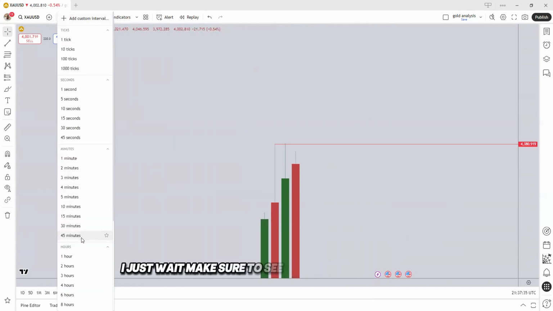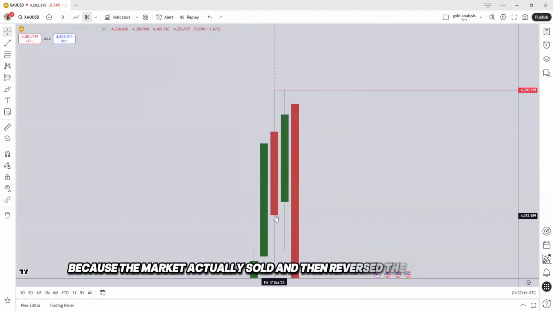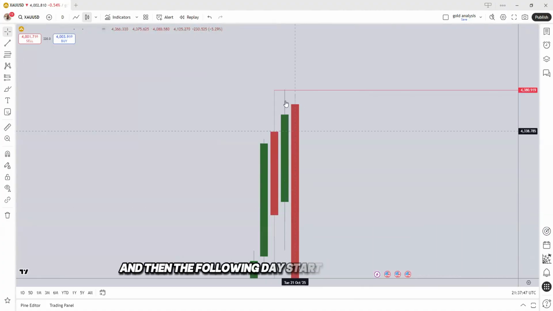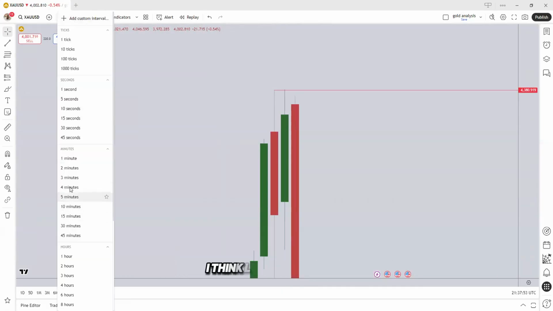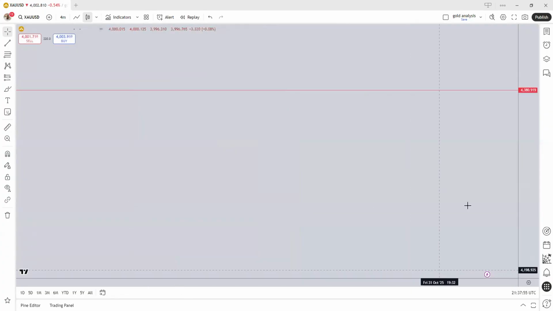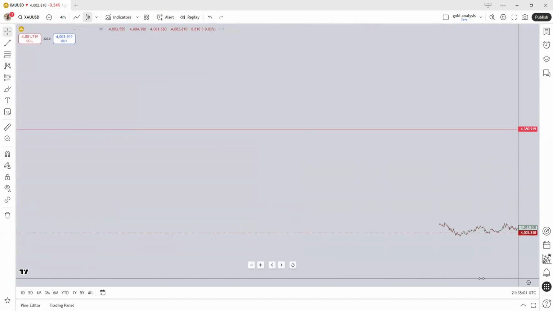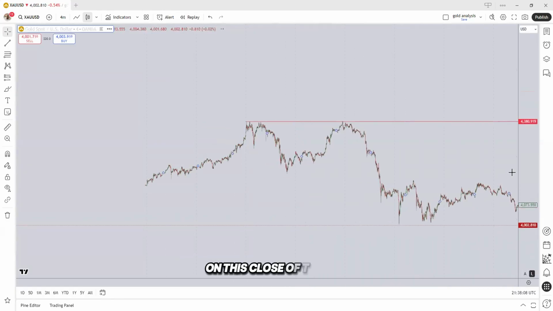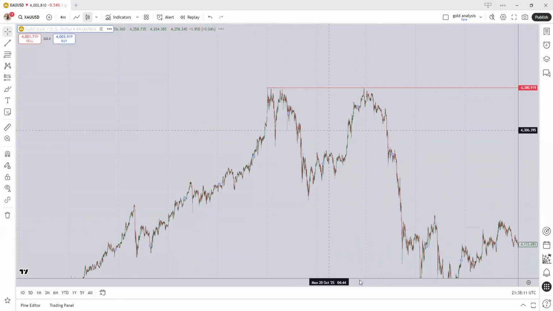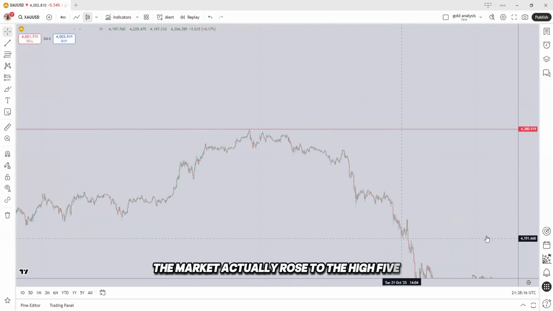I just wait, make sure to see what's happening and how the market is moving, right? Because the market sold and then reversed the previous day, and then the following day it started buying to the upside, and it got here almost at close of the day, I think. Let's check it out. Almost close of the day, correct? So the market actually rose to that high, right?